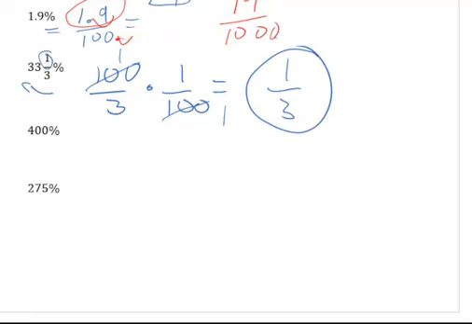Okay, the next one here is 400%. So I'm going to take 400 over 100. Divide them out, that's just going to leave me with 4.